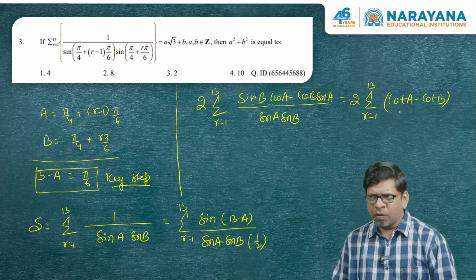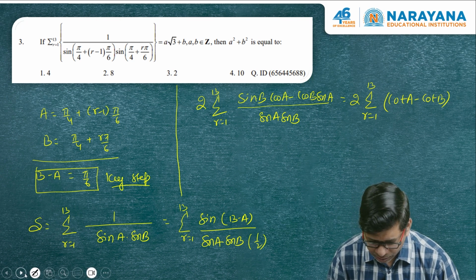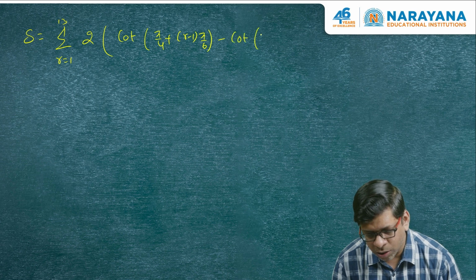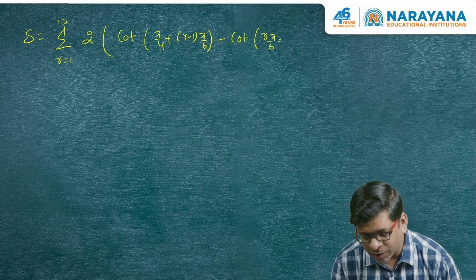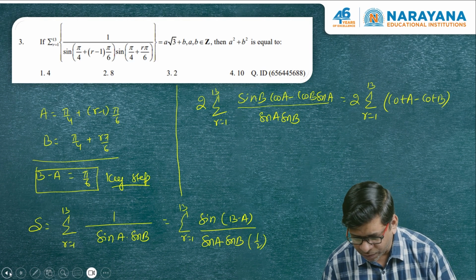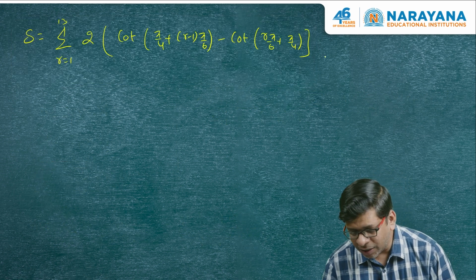We can put back the value of cot A and cot B. So what we'll get? A is pi by 4 plus r minus 1 times pi by 6. So S equals sum r from 1 to 13, 2 times cot of pi by 4 plus r minus 1 times pi by 6, minus cot of r pi by 6 plus pi by 4. Let us check the values we have kept: pi by 4 plus r minus 1 times pi by 6, pi by 4 plus r pi by 6, and it is a telescopic series.